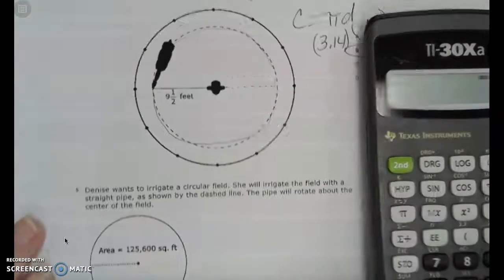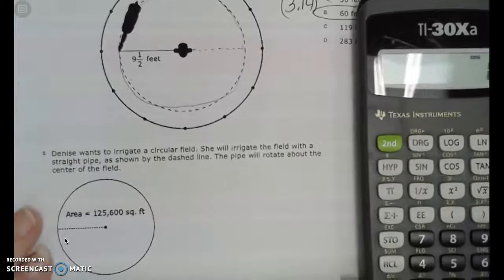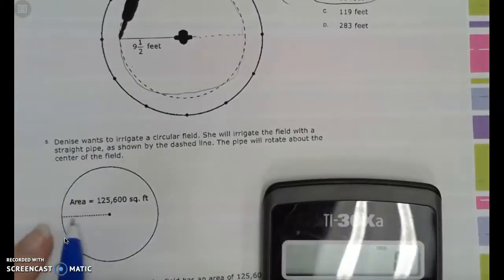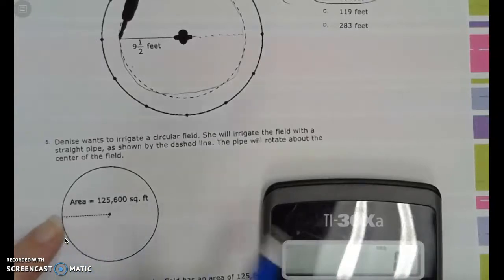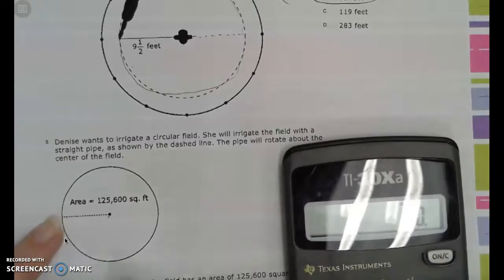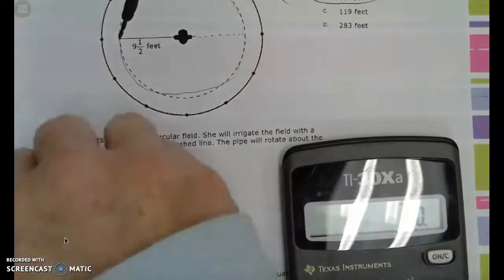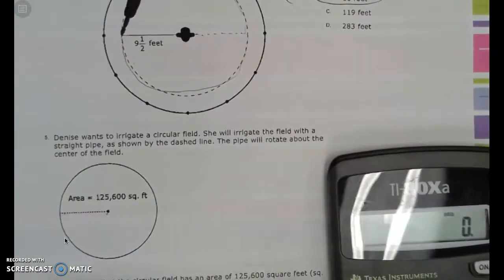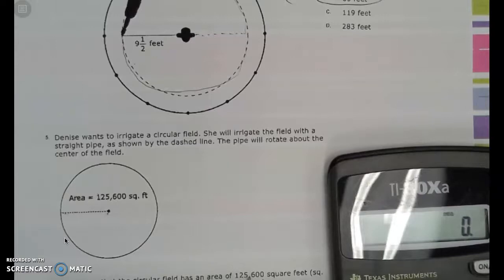So now we are going to irrigate a circular field. When we irrigate the field, we're going to do a straight pipe, it says, as shown by this dashed line. So that's going to be a radius. And it says the pipe will rotate to the center of the field. So it's like this pipe is going to sit like this and go around and around. She knows that the circular field has an area of 125,600 square feet. What is the length of the irrigation pipe?